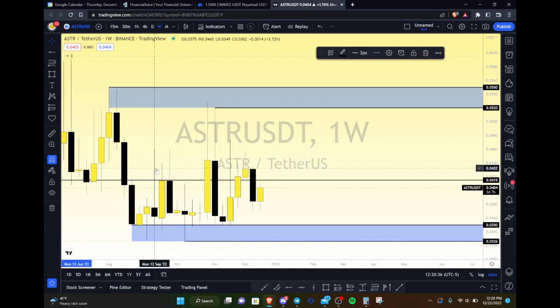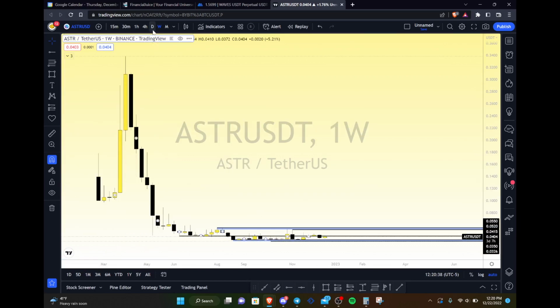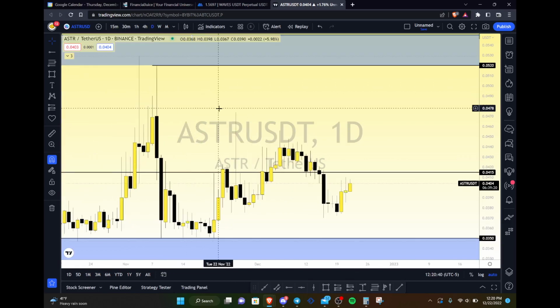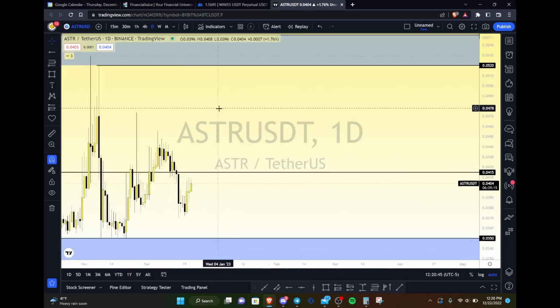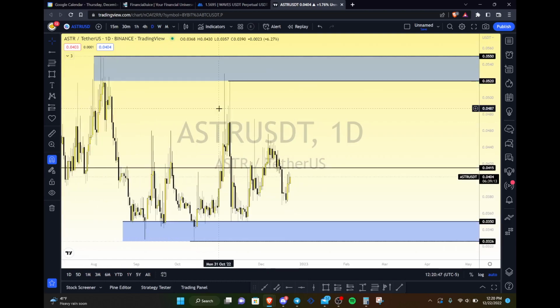Okay, now let's go down to the daily, see if there's anything we can see happening on the daily time frame. So daily, clearly just trading in this range. Now you have a couple options. If you're a range trader, this looks absolutely fabulous.